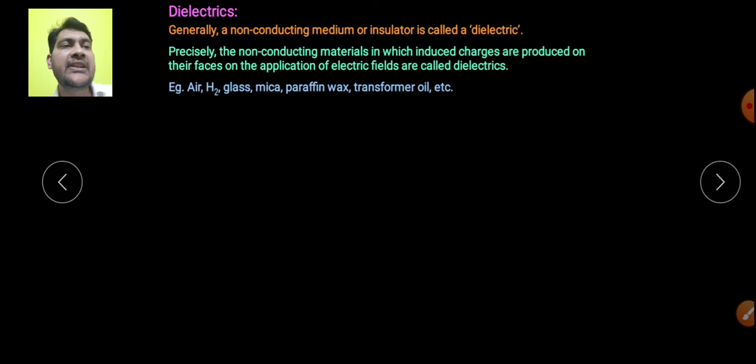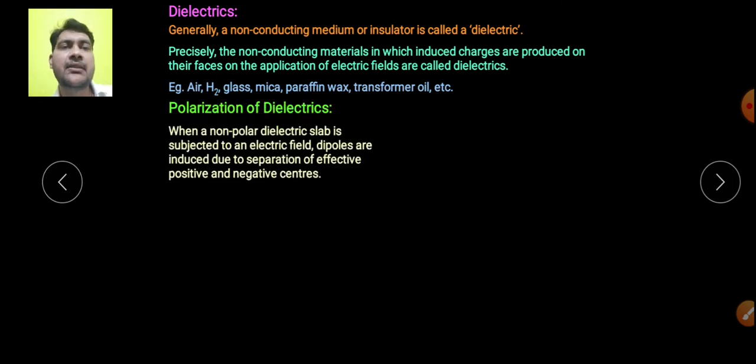So next topic we have dielectrics. Those insulators whose molecules get polarized, whose molecules possess electric dipole moment when placed in electric field, are dielectrics. Generally, a non-conducting medium or insulator is called dielectric. Precisely, it is the non-conducting material in which induced charges are produced on the faces on application of electric fields.